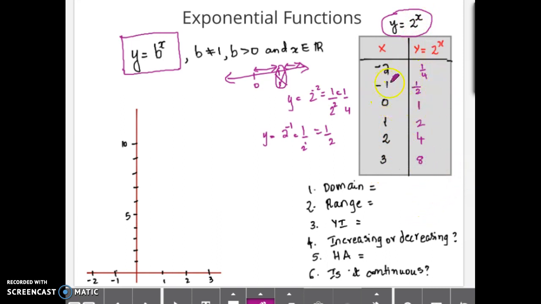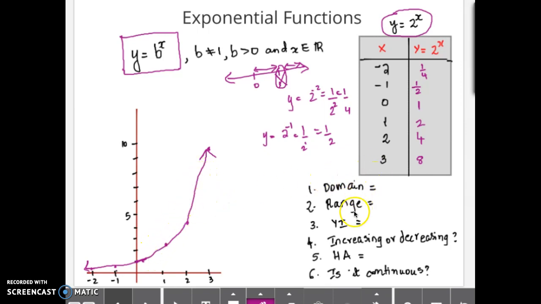So these are our coordinate points. Let's quickly graph them. When x is -2, it's 1/4, which is somewhere over here. When it's -1, it's 1/2. When it's 0, it is 1. When it's 1, it is 2, so I have to go up to there. When it's 2, the answer is 4, so somewhere up till here. When it's 3, it is 8, so somewhere up till there. Let's see what we got. So that is the graph of y equals 2 to the power of x.